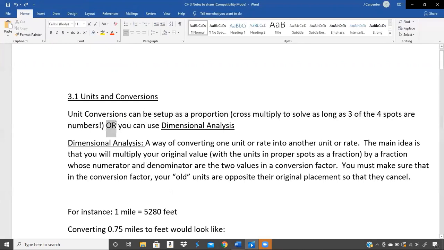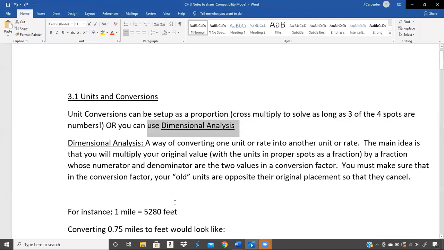Or, the thing that we'll be focusing heavily on, because we've already done proportions over and over and over, you can use dimensional analysis. So the 2 methods of conversions are proportions or dimensional analysis. Proportions are great when you're just converting from one thing to another where you know exactly the conversion factor from one thing to another. So if I want to go from miles to feet, doing a proportion is not bad because I know exactly how many miles is exactly how many feet.